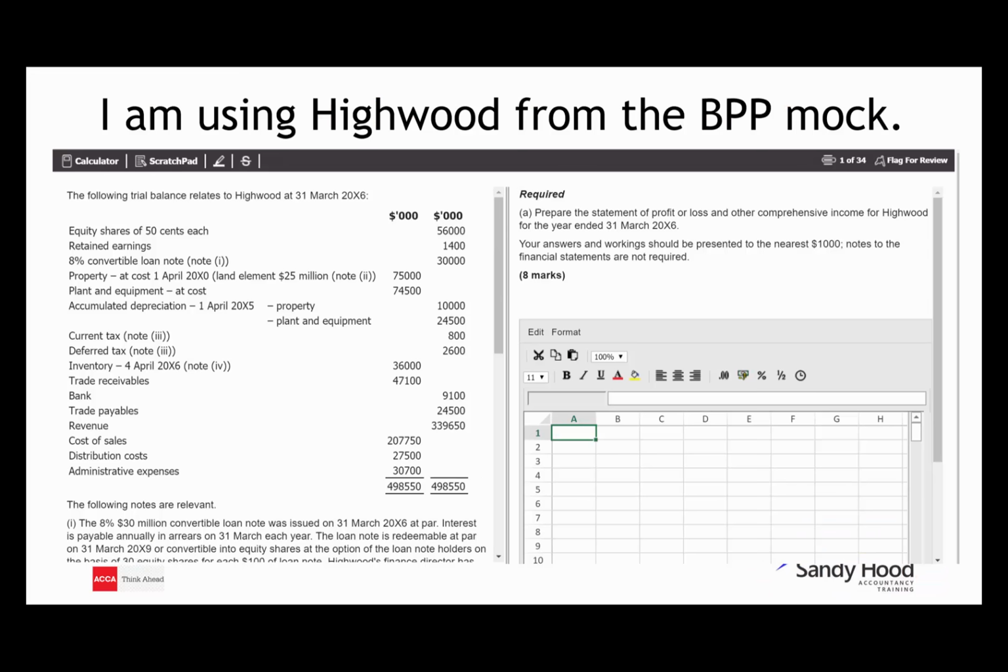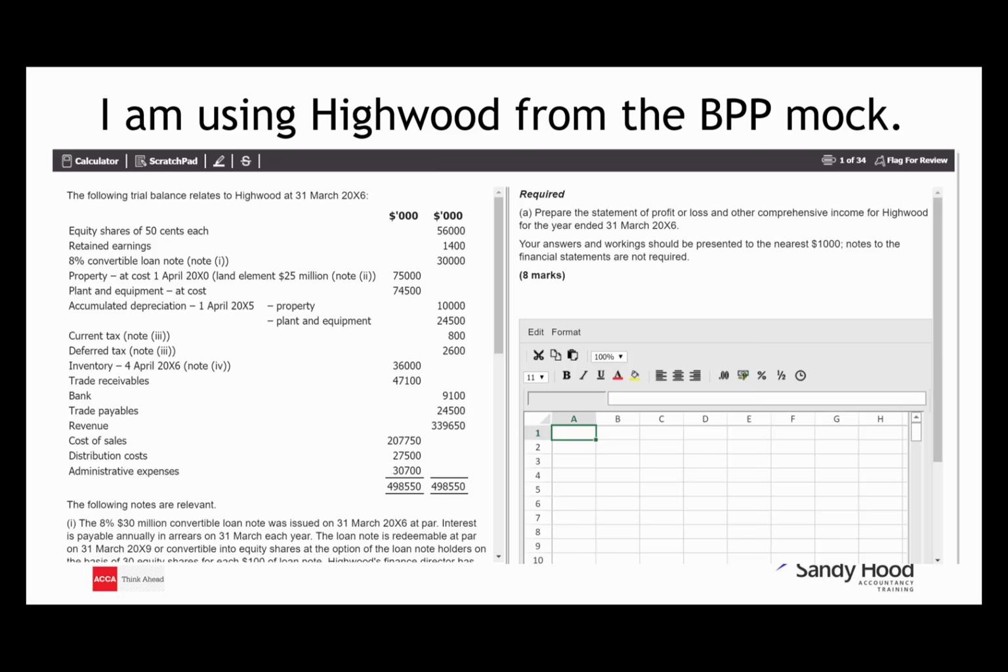Here's a question. Very kindly, BVP have put a couple of mocks on the ACCA global website, and I've taken this question from one of those mocks. It's available at no charge so long as you use a special ACCA code, and I think it's very good for practice and preparation for this exam.